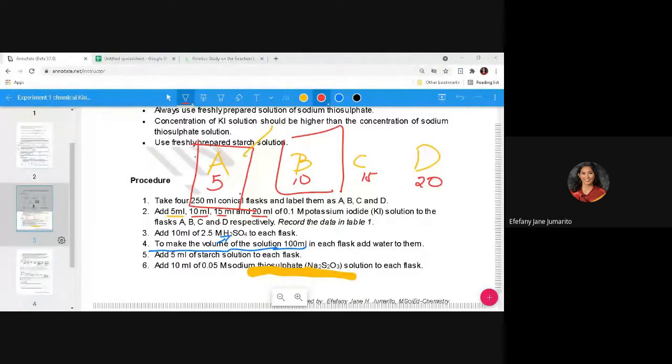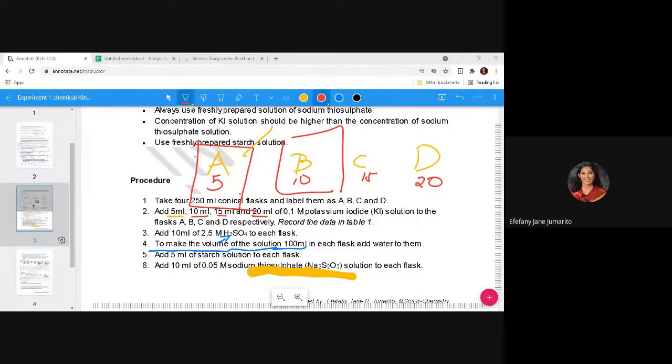Okay, then we have Tagbo. Chapter, procedure 1. Take 250 ml flask and label them as A, B, C, and D. Okay, so that's procedure 1.